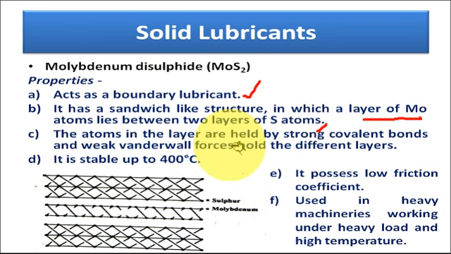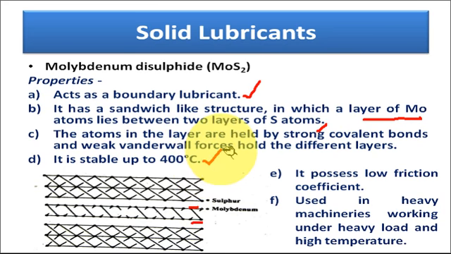The atoms in the layer are held by strong covalent bonds, and weak van der Waals forces hold the different layers together. That means the bonds present in a single layer are the stronger bonds, but the bonds which join the different layers together are the weaker van der Waals bonds. So due to the flexibility of these weaker van der Waals forces, these layers can slide over each other, and due to this flexibility, molybdenum disulfide can be used as a solid lubricant.